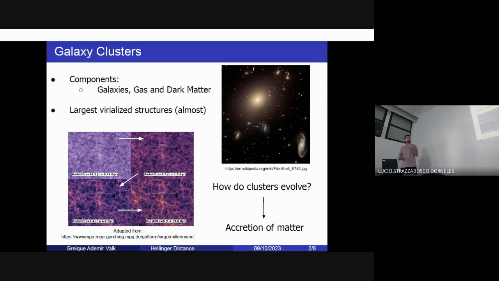Well, what are galaxy clusters? Galaxy clusters are structures composed of galaxies, gas, and dark matter. In this figure on the right, we can see an example of a galaxy cluster with many galaxies. We can see elliptical, lenticular, and spiral galaxies. These structures are the largest virialized structures in the universe, or almost virialized structures, because galaxy clusters evolve through the accretion of matter from their surroundings.